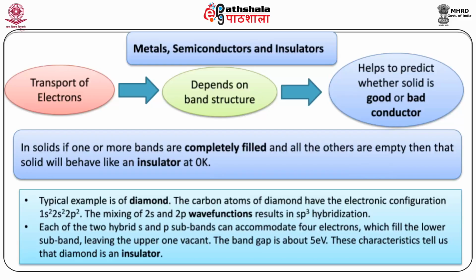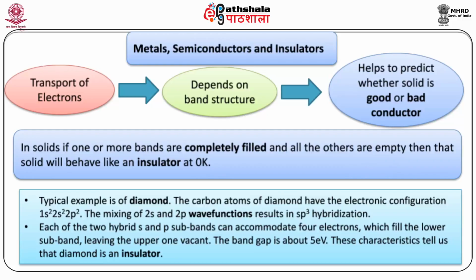From this we understand that in solids, if one or more bands are completely filled and all the others are empty, then that solid will behave like an insulator at 0 Kelvin. A typical example is diamond.